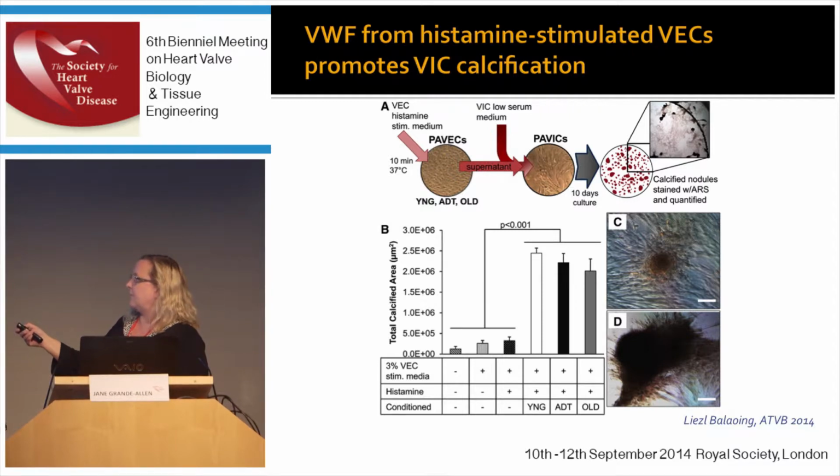So they were stained with alizarin red S. And we controlled for histamine because that can also provoke calcification. And we found that really, regardless of the age of the VECs that these came from, a lot of von Willebrand factor stimulated calcific nodules formed. So this was exciting work, and we're building on that now.